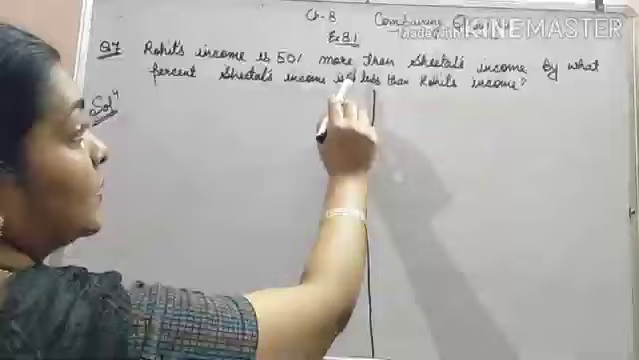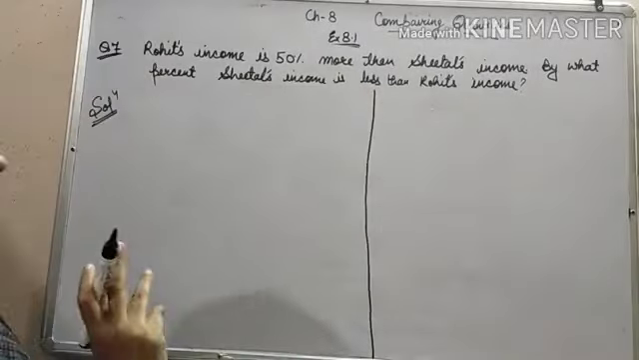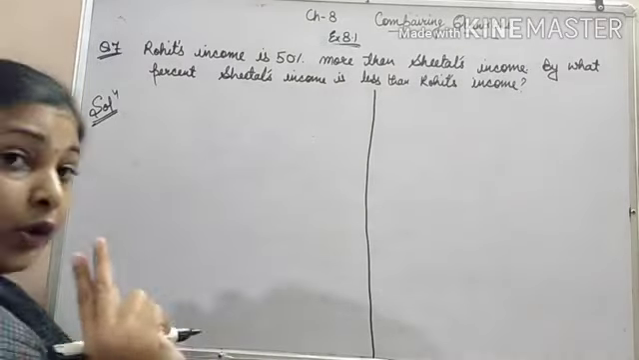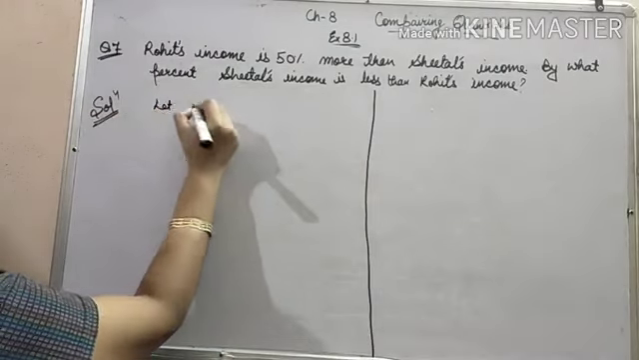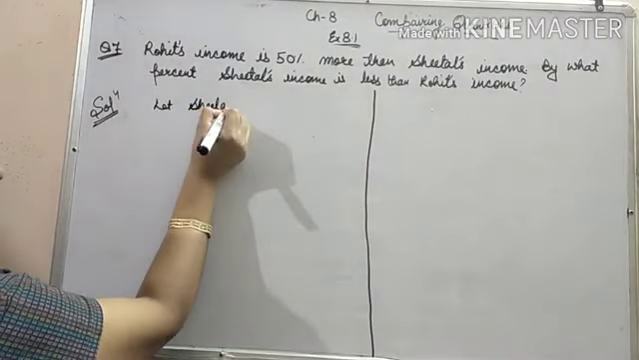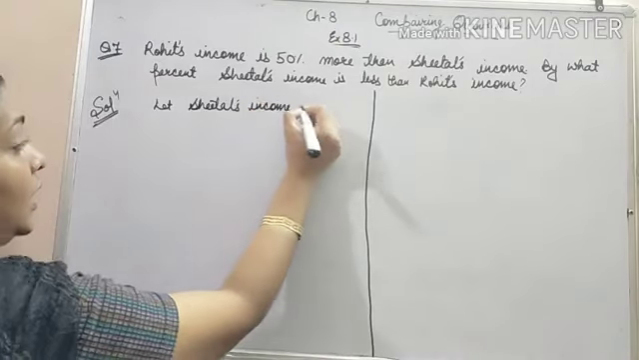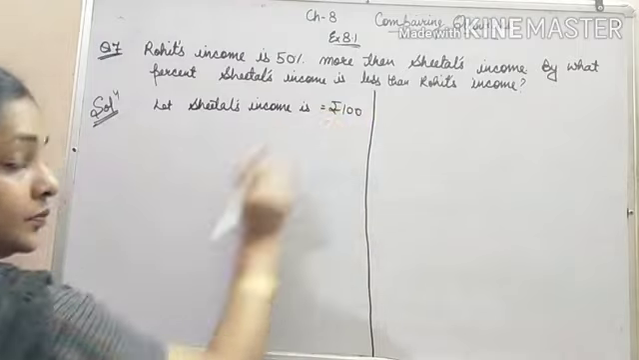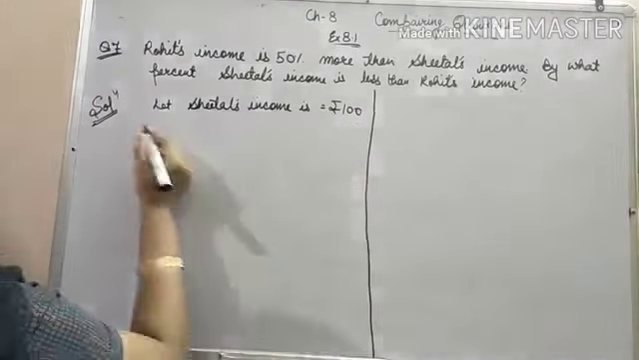Rohit's income is 50% more than Sheetal's income. By what percent is Sheetal's income less than Rohit's income? We can do it in two ways. Once we can suppose, let Sheetal's income be rupees 100.